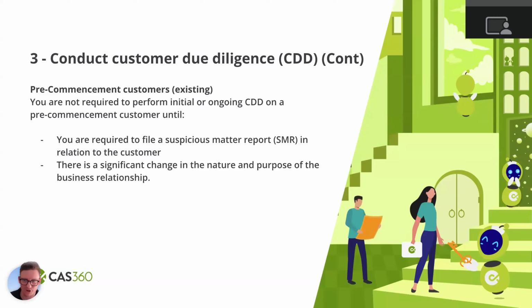You are required to file, however, a suspicious matter report in relation to the customer if you feel that there's a requirement there, and if there is a significant change in the nature or the purpose of the business relationship. So effectively, you wouldn't need to bring those on board. It might be good to do it, but you wouldn't need to. They would be considered pre-commencement customers. Again, this is the current interpretation, and hopefully it stays that way, but AUSTRAC will determine over the next few months, I guess.